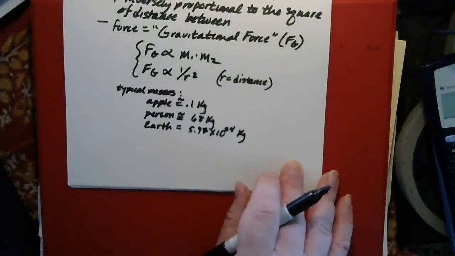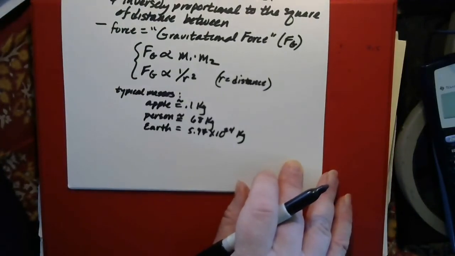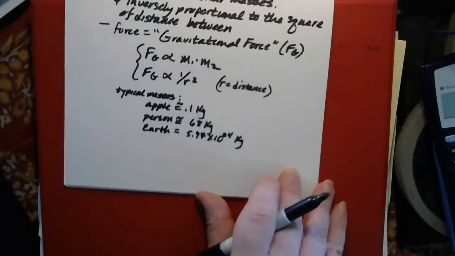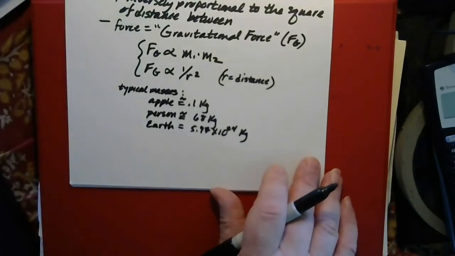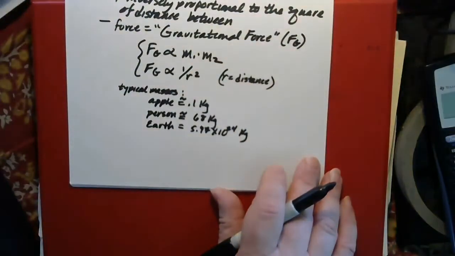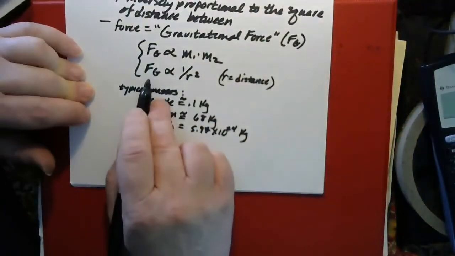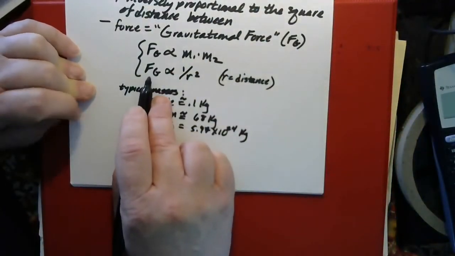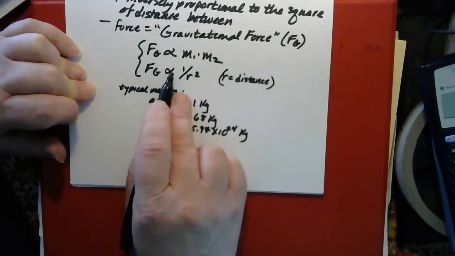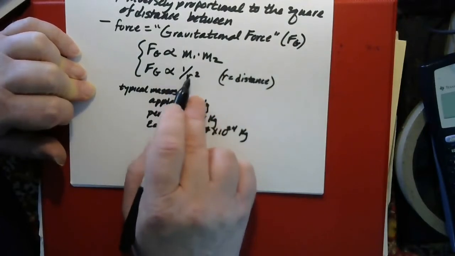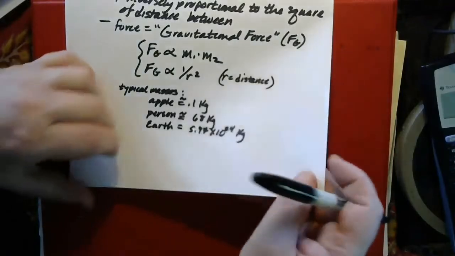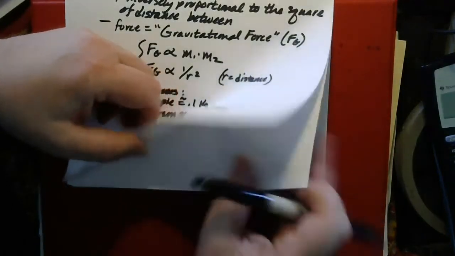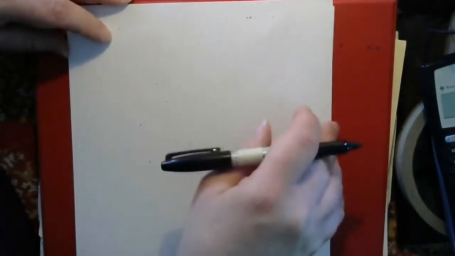So it really depends on the masses, and we don't really notice that attraction unless the masses, or at least one of the masses, is pretty big. Also, when we say that gravitational attraction is proportional to 1 over the distance squared, what that means is that the gravitational attraction between objects drops off very quickly as they move apart from each other.